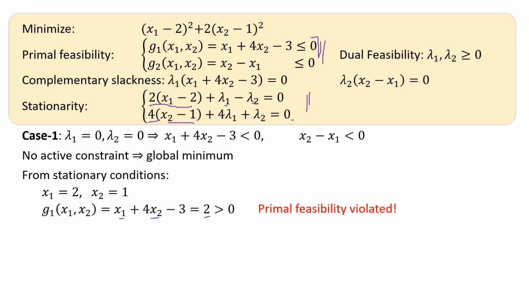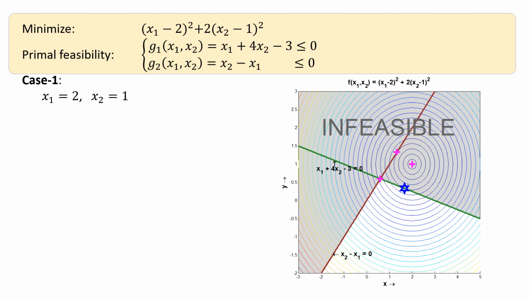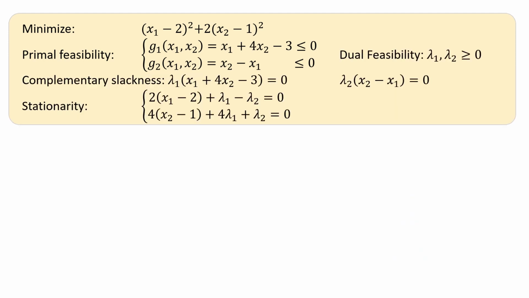Let's look at it geometrically. So this is the global minimum, and the solution is at the global minimum. x1 equals 2 and x2 equals 1. And we can see that it's in the infeasible region, which is shaded gray. Discard. Case 2, when lambda 1 is greater than 0, lambda 2 is equal to 0.